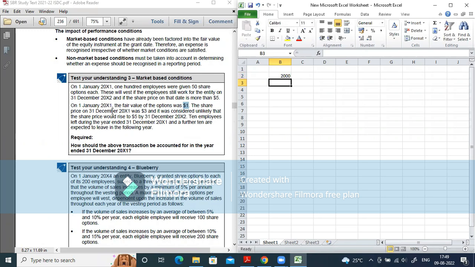So here you can observe we completely ignored this market-based condition of $5, because while computing the fair value of the share option, this market condition will be factored. So completely you can ignore it. So the expense which we need to recognize is 2000. Let me know if you have any query on this. Clear?